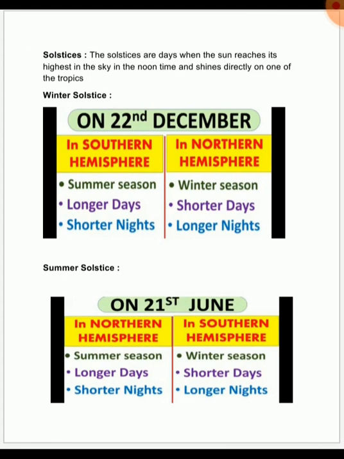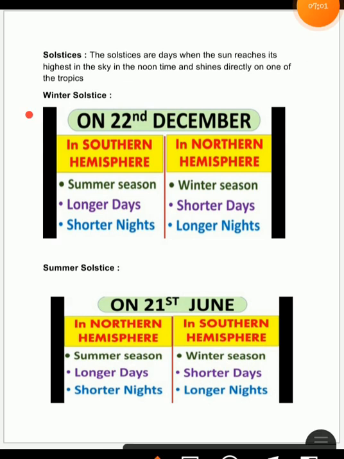Next is solstice. The solstices are the days when the sun reaches its highest in the sky at noon time and shines directly on the tropics. The first one here is winter solstice on 22nd December, when the sun shines directly on the Tropic of Capricorn. On this day the earth is tilted away from the sun.